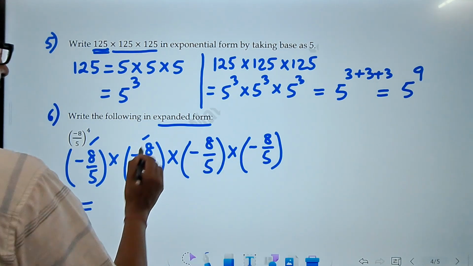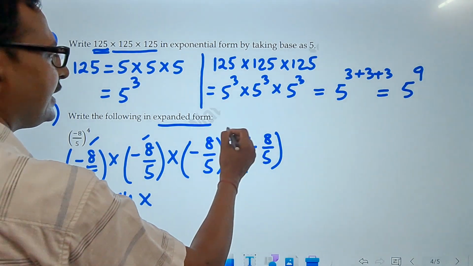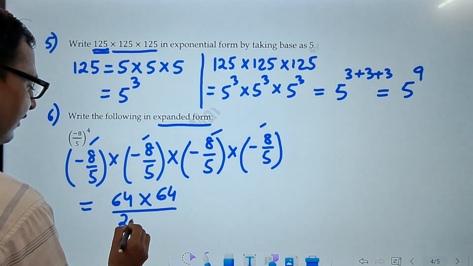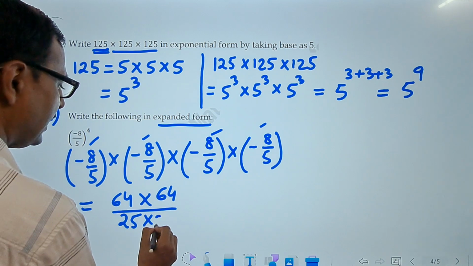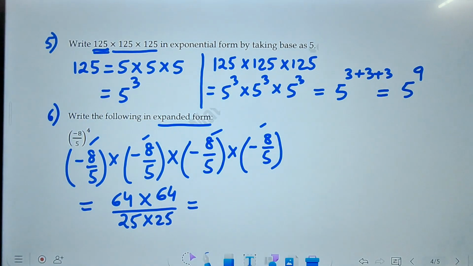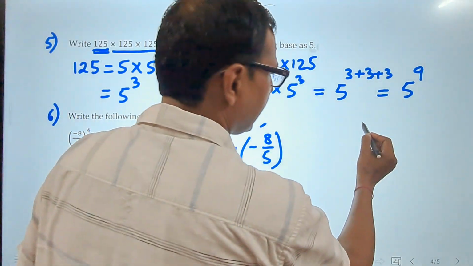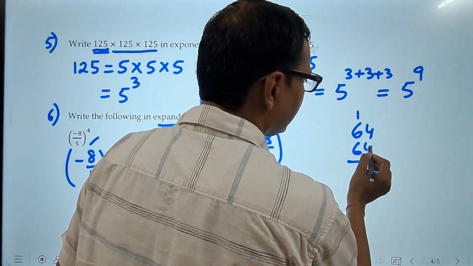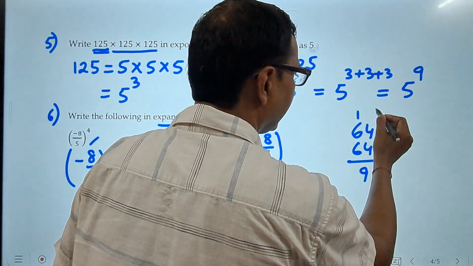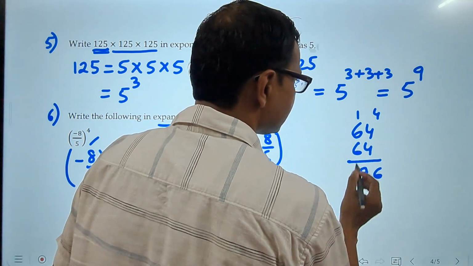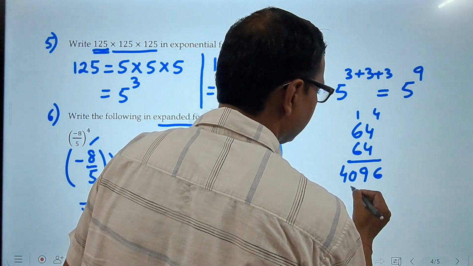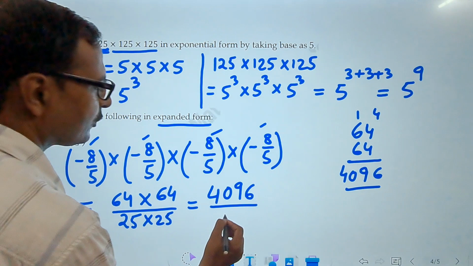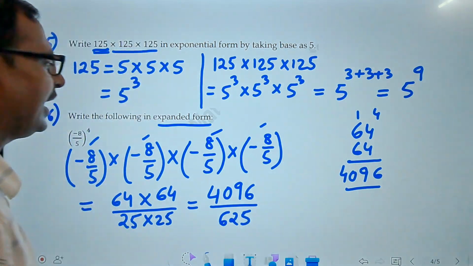Now 64, 8 times 8 is 64, times 8 times 8 is another 64, and then 5 times 5 is 25, and then another 5 times 5 is 25. So you can multiply these two numbers now and get to the answer. 64 times 64. This will be 16, 1 carry, 24, 48, 49, 4 carry, and then 36 plus 4 is 40. So 4096 is the numerator, and the denominator becomes 25 times 25, which is 625, and that is the expanded form of this expression.